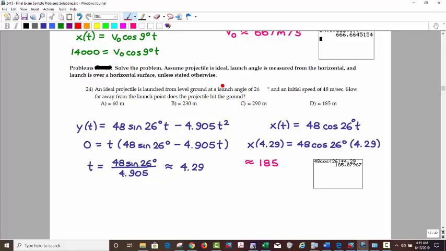Projectile from the ground at 26 degrees. Initial speed of 48 meters per second. How far away from the launch point does the projectile hit the ground?